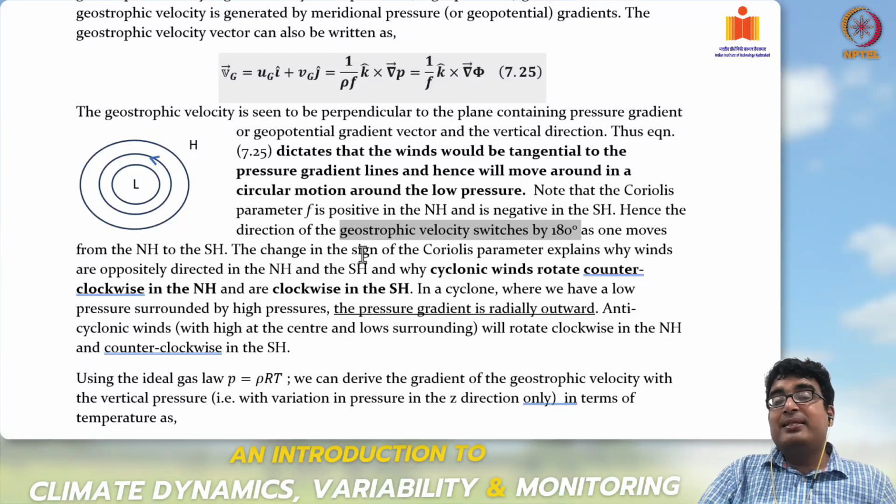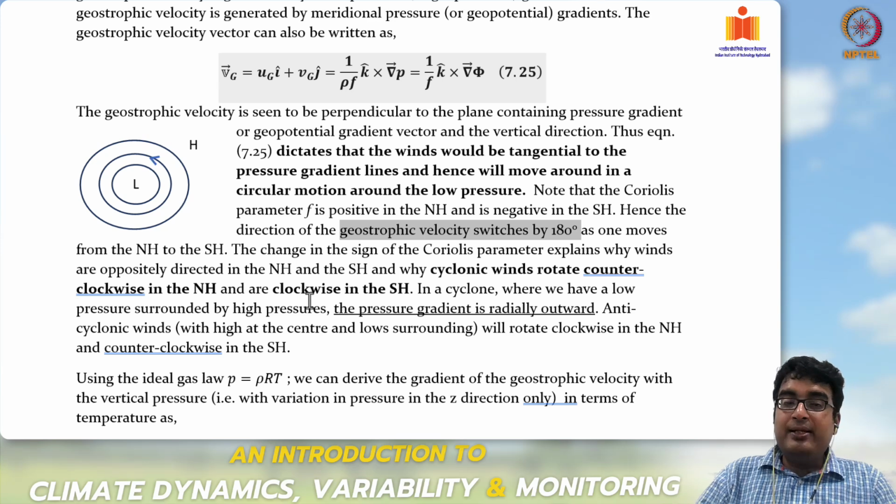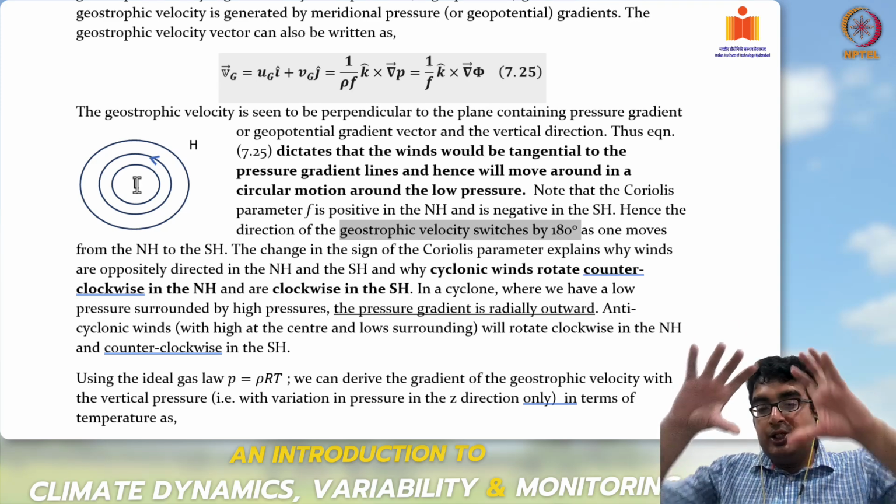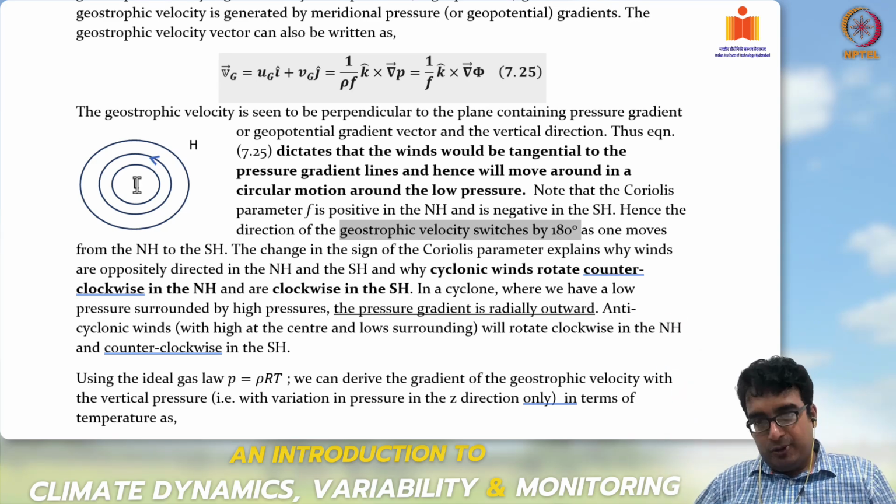The change in the sign of the Coriolis parameter explains why winds are oppositely directed in the northern hemisphere and southern hemisphere, and why cyclonic winds rotate counterclockwise in the northern hemisphere and clockwise in the southern hemisphere. Let us understand this idea. In a cyclone, what we have is a centralized low pressure surrounded by a high pressure.